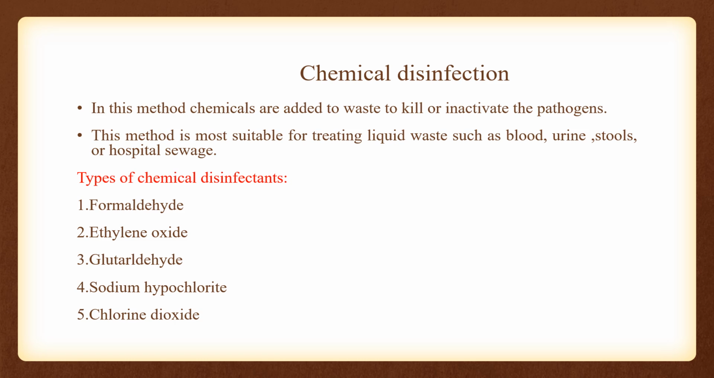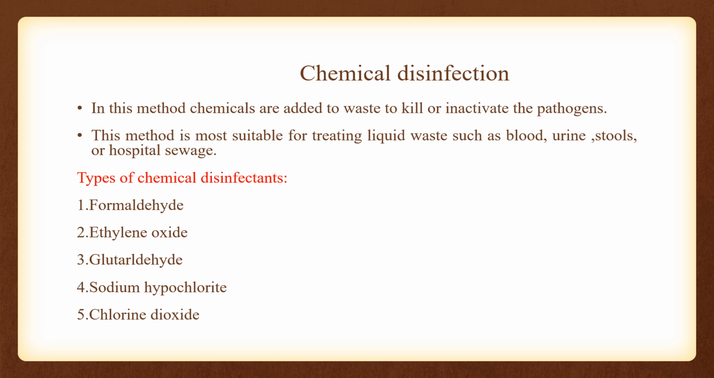And the second type of disposal of healthcare waste is chemical disinfection. The name itself says that it is done with chemical disinfectants. In this method, chemicals are added to kill the waste and inactivate the pathogens. This method is most suitable for treating liquid waste such as blood, urine, stools or hospital sewage. Solid waste and highly hazardous healthcare waste may also be disinfected chemically, and there are the following limitations.